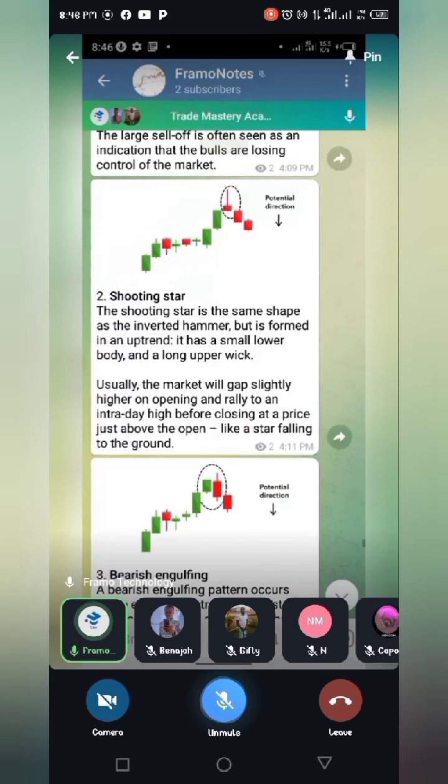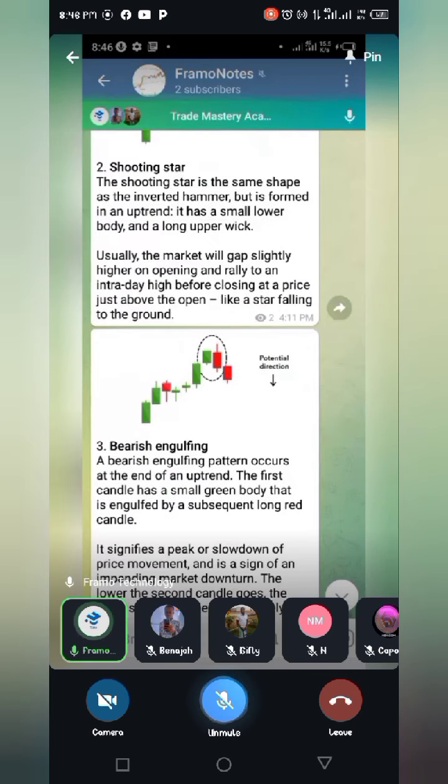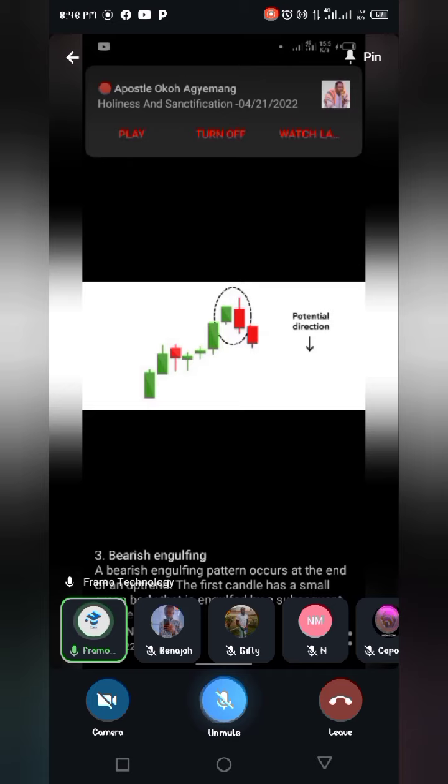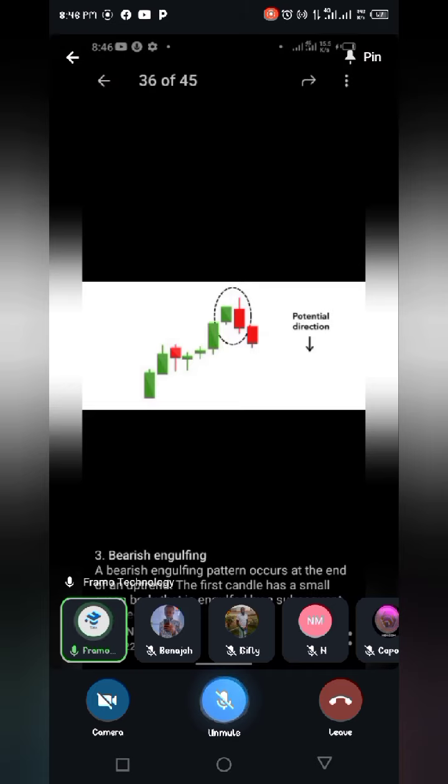Now we saw bullish engulfing pattern. Here we have bearish engulfing pattern. This one is also formed at the top of an uptrend. But then we will see a green candlestick followed by a red one, which would cover or close higher above the green candlestick. We call it bearish engulfing pattern. I hope it's clear. Yes. Good.